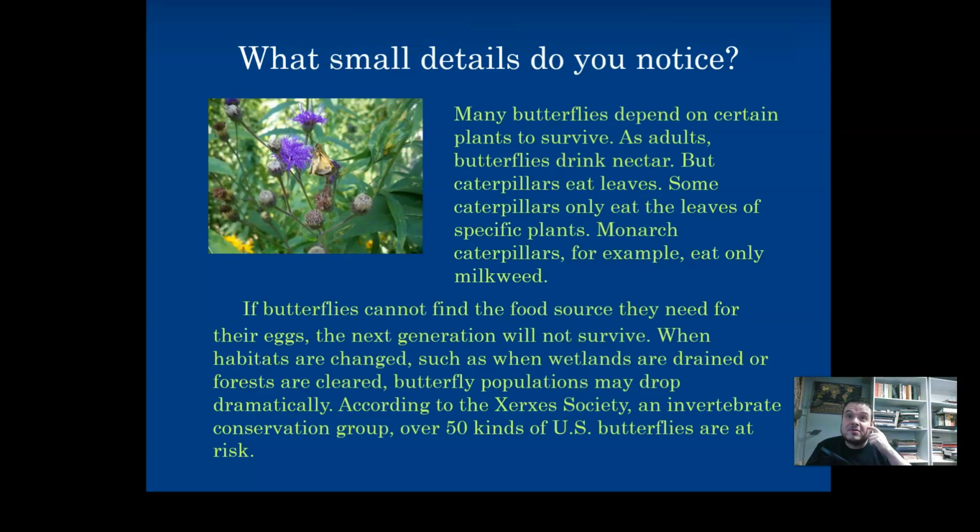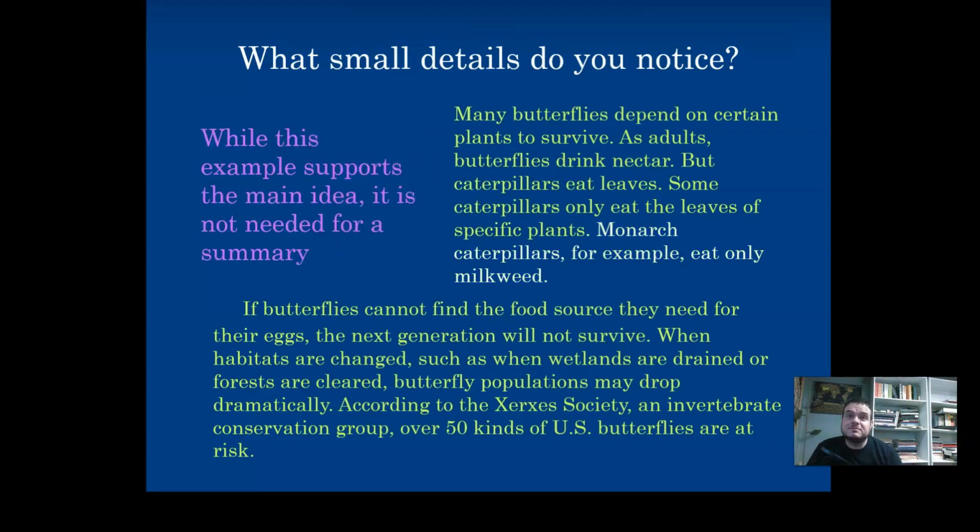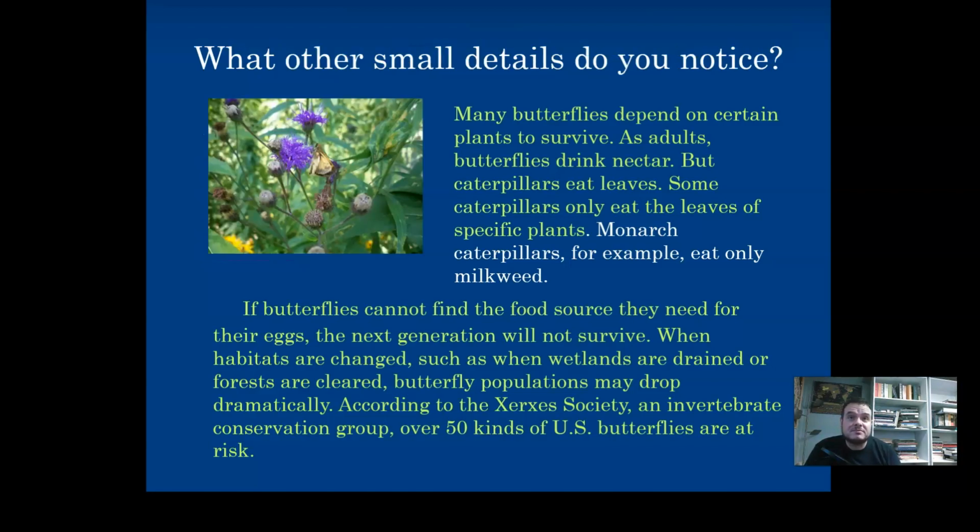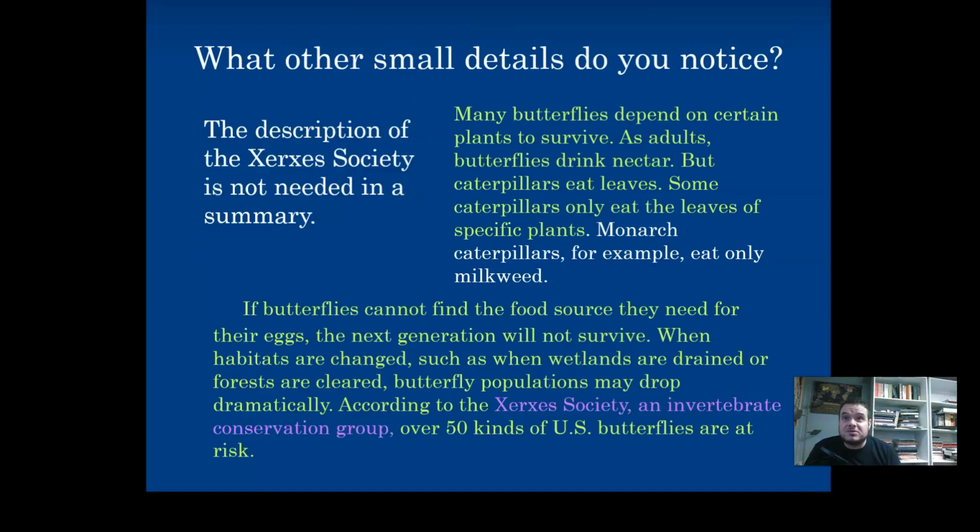Many butterflies depend on certain plants to survive. As adults, butterflies drink nectar. The caterpillars eat leaves. Some caterpillars only eat the leaves of specific plants. Monarch caterpillars, for example, eat only milkweed. If butterflies cannot find the food source for their eggs, and so on. Monarch butterflies, for example, eat only milkweed. While this supports the main idea, it's not needed for the summary. It's too specific. The description of the Xerces Society is not needed for the summary either.